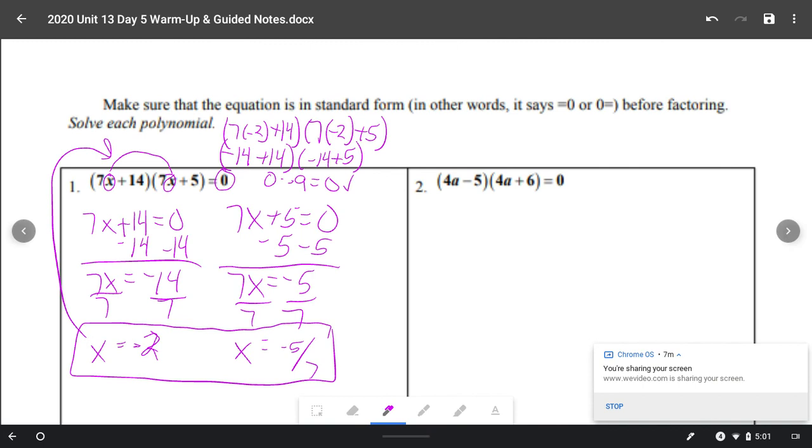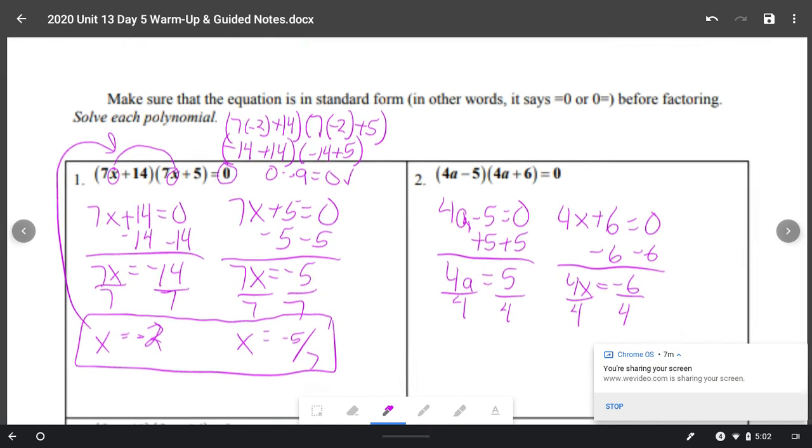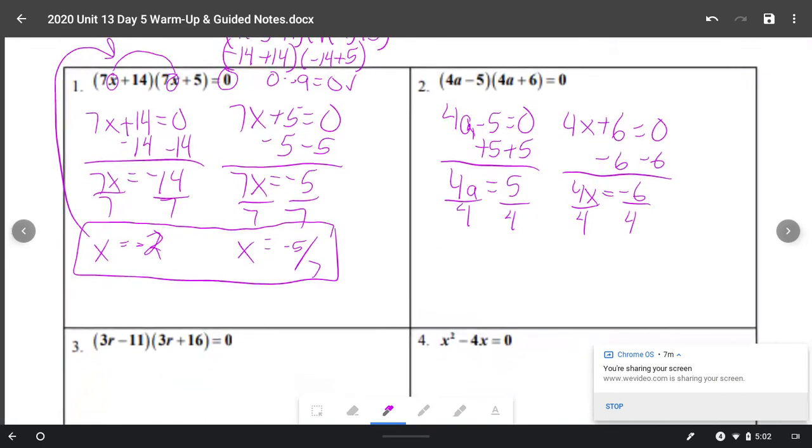The next one's already factored as well. So if we set both those factors equal to 0 and solve, it's an easy one for us because it's already done. So both binomials we just set equal to 0. And then we solve by doing a two-step equation always. So we'd have to add the 5 and subtract the 6 by inverse operations. And then we divide by 4 in the end. And that will give us 5/4.